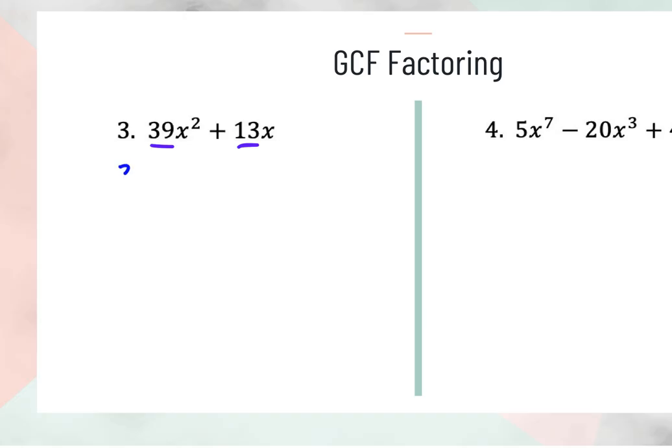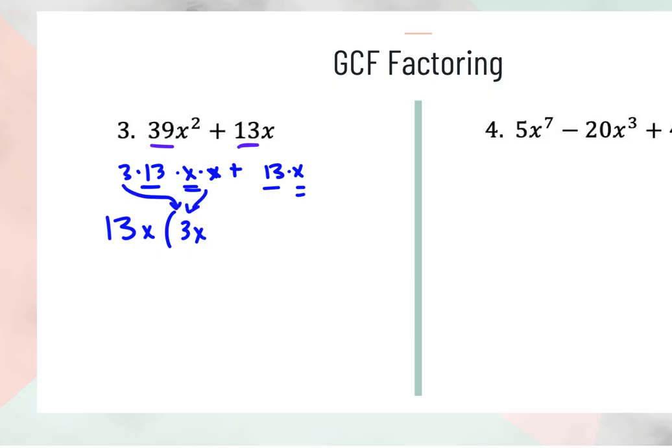39 is nothing more than 3 times 13 times x, and then 13 times x. So I've got the 13 in common, and I've got the x in common. So that's what I'm going to pull out front. So I have 13x. So what I have left is 3x from the first part. Then there's nothing left on the second part, so I just put a 1.